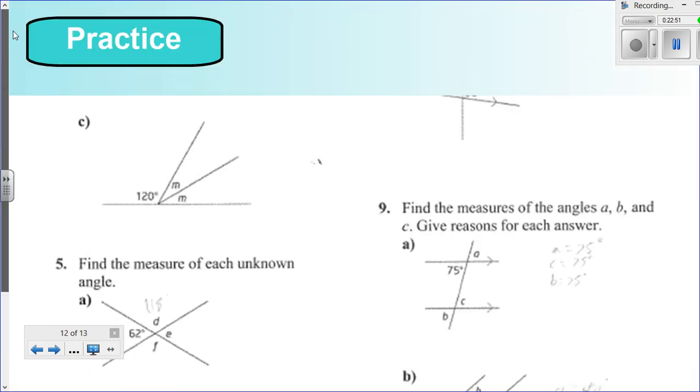Okay, that concludes our first look at our measurement unit, which is polygons and angles. And stay tuned for your homework.